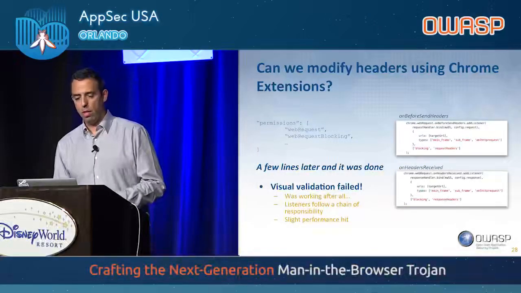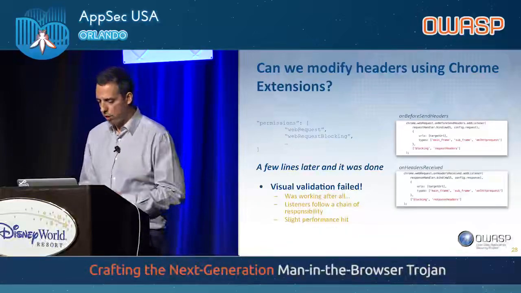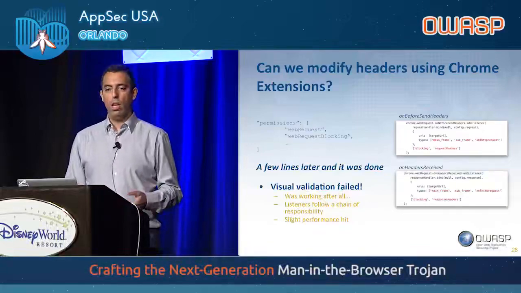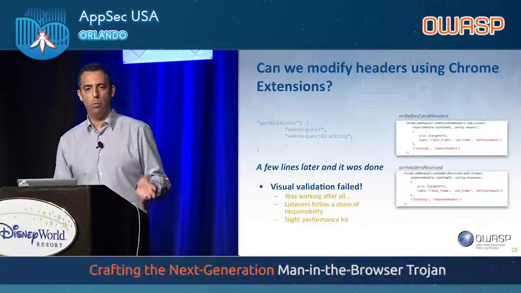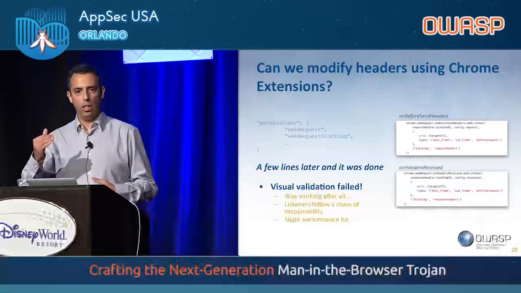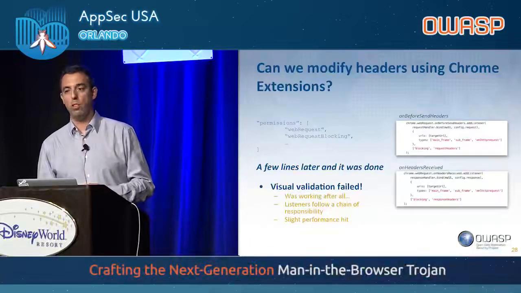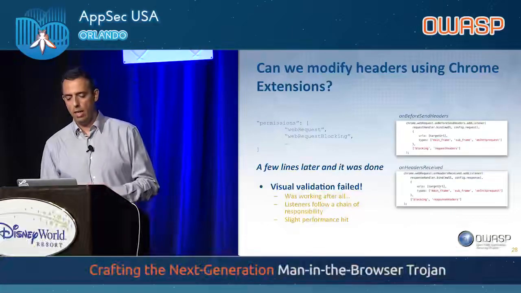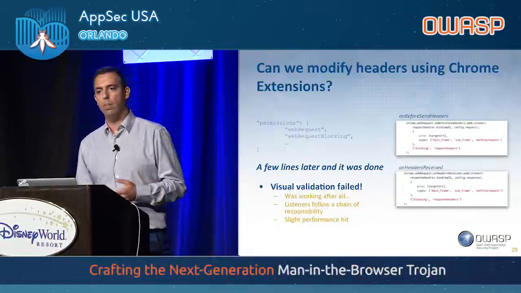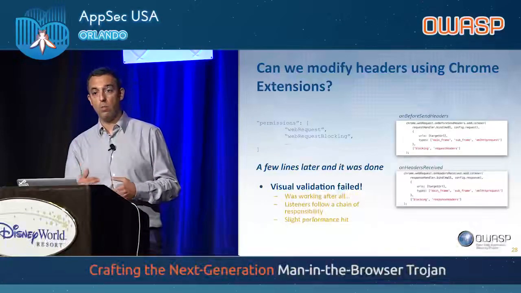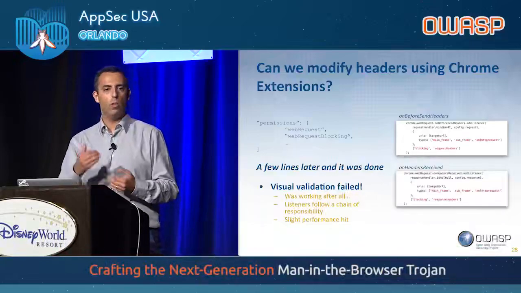So a few lines later, and it was done. So it was really simple. We just needed to add two listeners, request the permissions, and modify the headers or drop the headers. First, we tried to validate this visually, so by opening DevTools and just checking if the headers were still there. So that failed because they were still there, but it was working. So we realized that listeners follow a chain of responsibility, and DevTools is seeing the headers before our extension removing or tampering with headers.